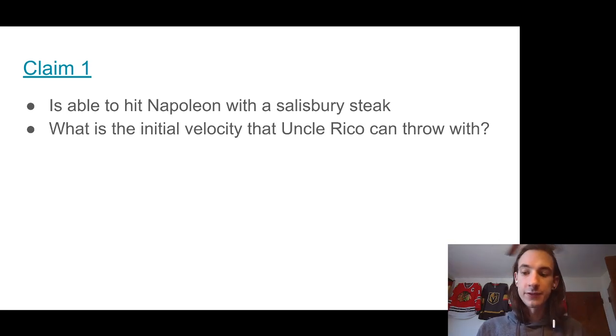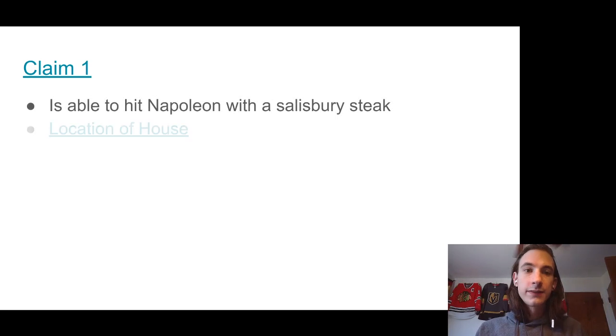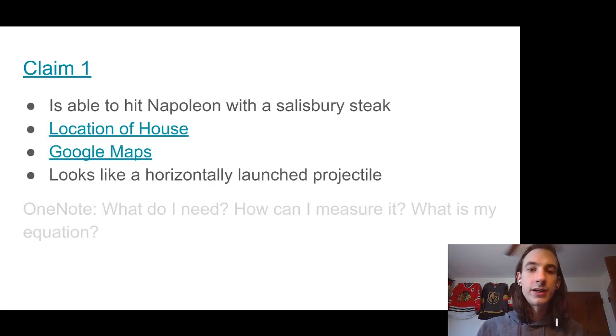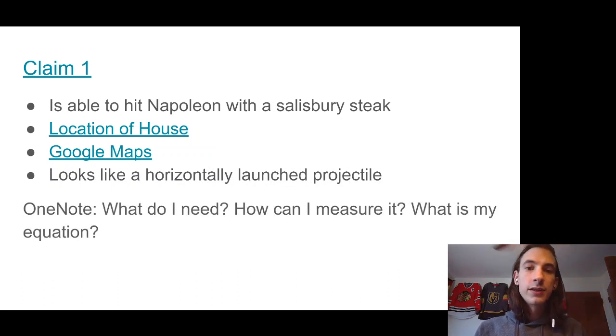So we're going to look at this first claim. When we're thinking about this, we have a few things we can build up. I did a little bit of recon on the internet. So what we want to look at is this idea first: he is able to hit Napoleon with a Salisbury stake.